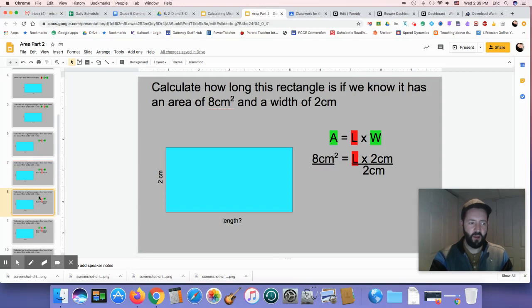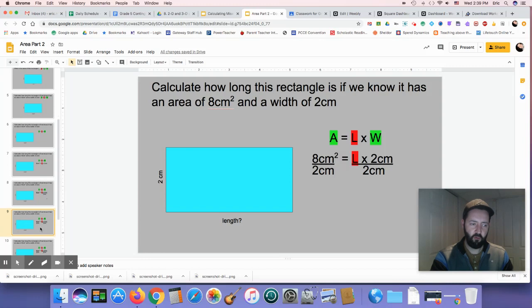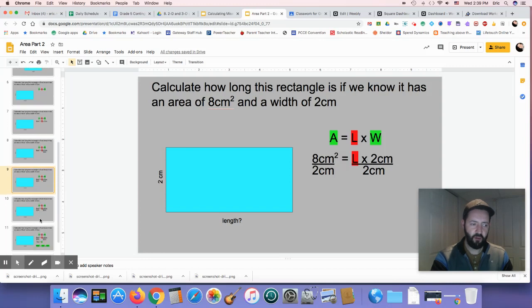So if we put a little line under here to show that we're dividing the right side of our equation by 2 centimeters, we would also have to show that we're going to divide the left side of the equation by 2 as well. That's one of the principles we learned about in our algebra unit. Whatever we do to one side of our equation, we must do to the other, okay? So hopefully this is all ringing some bells for you. It's coming back to you.